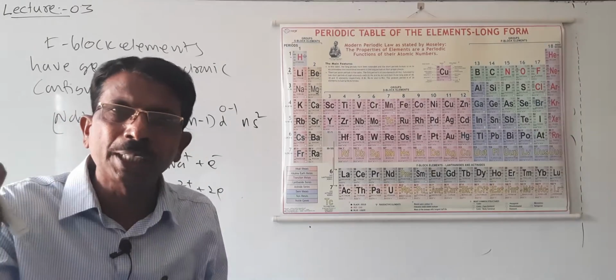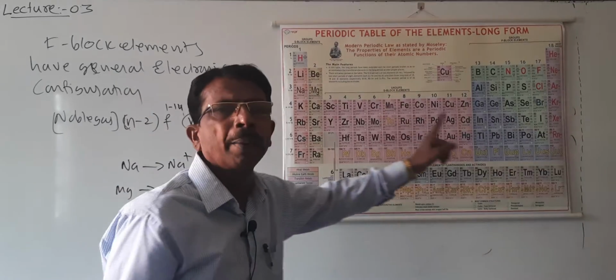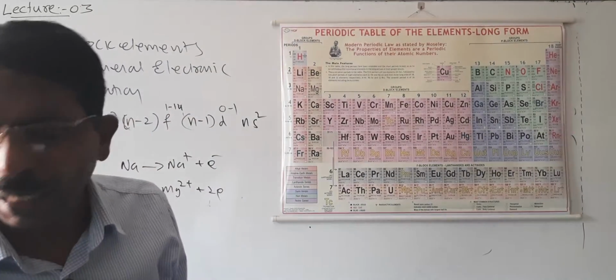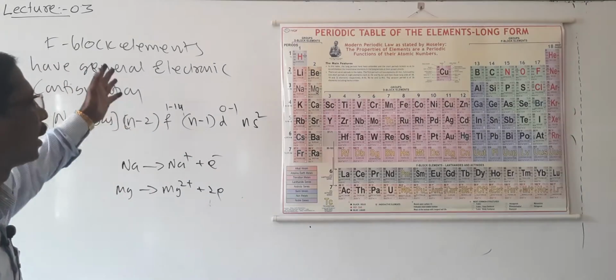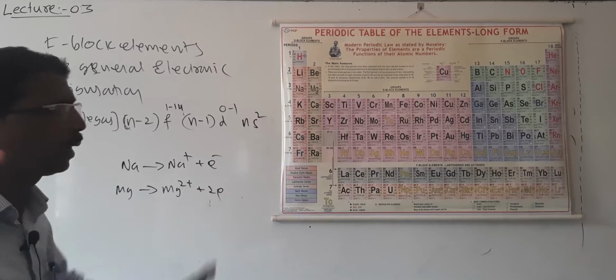There is a gradual change in the properties of d block elements from the s block to the p block, which is called transition elements. So let us see a few points on these s block, p block, d block and f block.